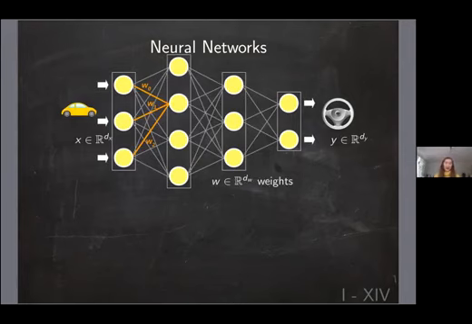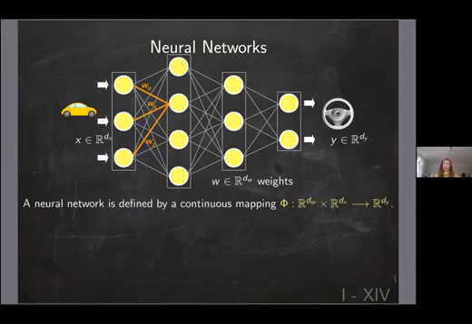And I have a possibly unknown weight on each of these edges. I just marked 3 of them here. So in total, I have an input vector x, output vector y, and weight vector w. All together, this gives us a continuous mapping. A neural network is really just a very special case of a continuous parameterized map from the weight space and the input space to the output space.